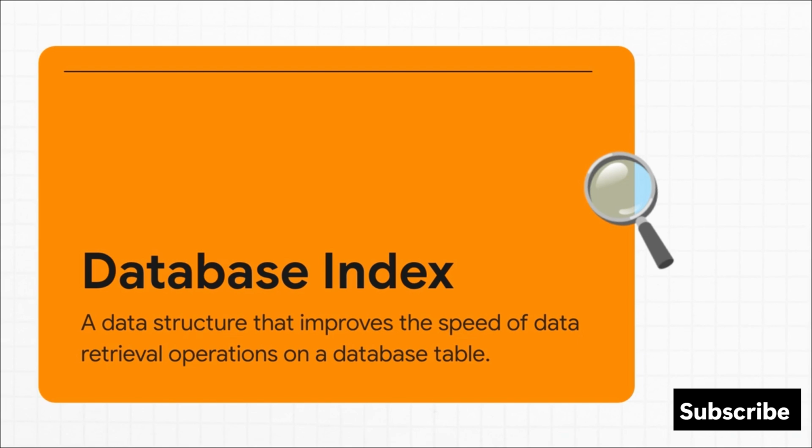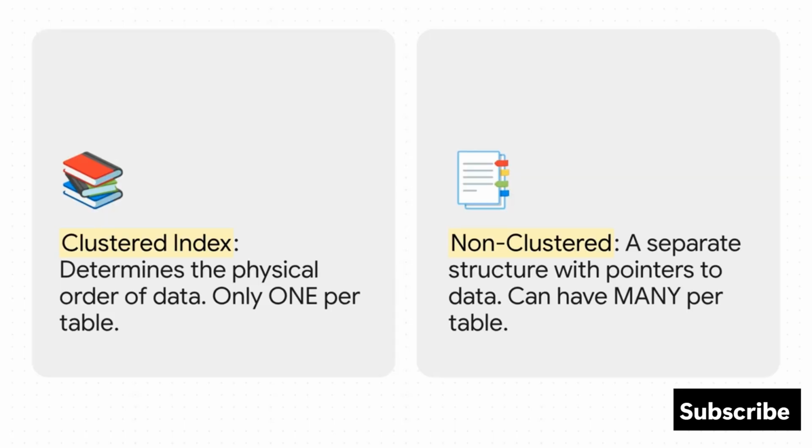Instead of flipping through every single page to find a chapter on, say, denormalization, you just look it up in the index and it tells you exactly what page to go to. A database index does that for your data. Now you've got two main flavors.